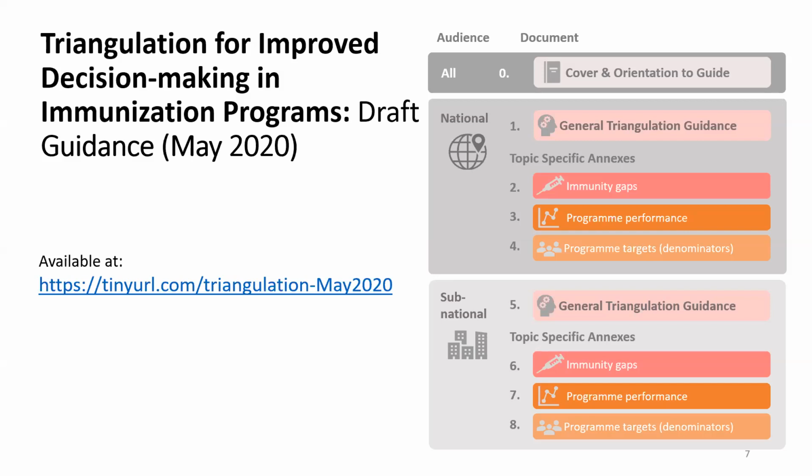And then we have national and subnational documents. So for the national level, there's a general triangulation guidance document, number 1. And then there's 3 topic-specific annexes around the topics of immunity gaps, program performance, and program targets. And these annexes basically just show you very specific examples on how to run through triangulation for each of these topics and give you great examples of triangulating different data sources that are available for those topic areas. And then for subnational, it's very similar. There's a general triangulation guidance document that's much shorter than the national, as well as slightly shorter topic-specific annexes for the subnational level in the same topic areas.